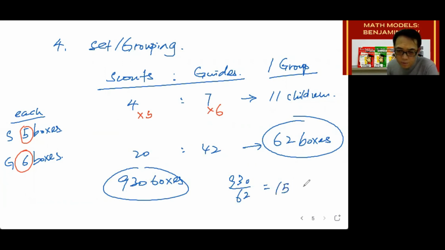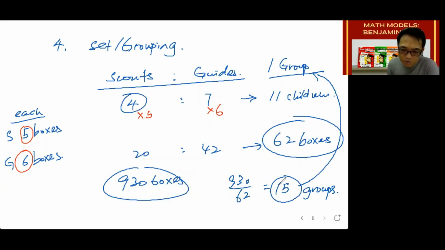15. And this 15 represents the number of groups or sets. And then depending on the question, you answer it accordingly. For example, if I now ask you how many scouts were there altogether, you now take 15 times 4. Or how many boxes were sold by all the guides, you will take 15 times 42. And that will give you the answers for each of those questions that I've said. This is the set or grouping method.